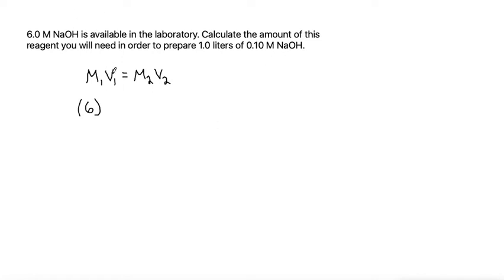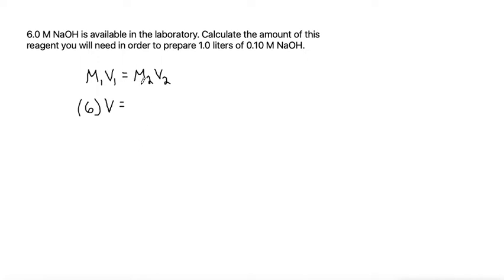Also, now we need to plug in the volume of the 6.0 molar NaOH. Well, it said it's available, but it doesn't give us how much we're going to use. That's actually what we're looking for, we're calculating the amount of the 6.0 molar NaOH we're going to use. So I'm going to keep that just as a V, because that's our variable we're looking for.